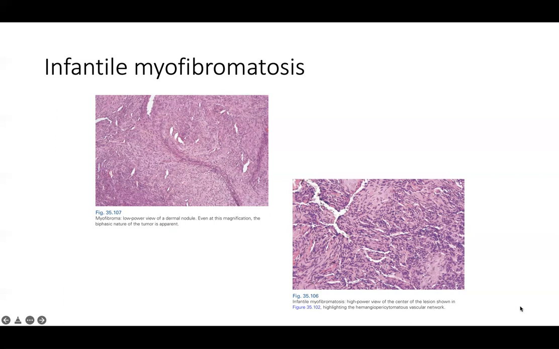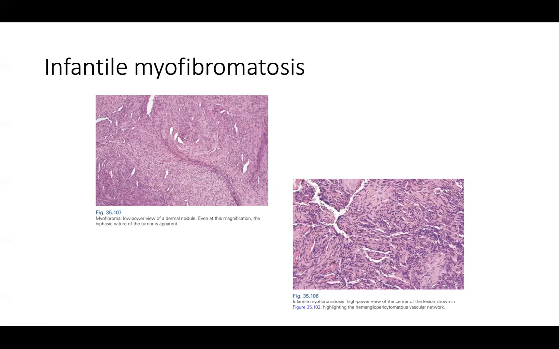High power view here shows you the hemangiopericytomatous vascular network. So these are those staghorn vessels that you see. Anytime you see these irregular staghorn vessels, you'll definitely want to think about a solitary fibrous tumor and do a STAT6 stain, just because STAT6 is often positive in solitary fibrous tumors. But in this case, in the infantile myofibromatosis, you can make the diagnosis based on the way it appears histologically as well as the clinical scenario.